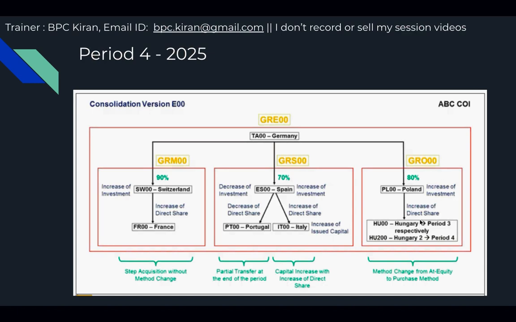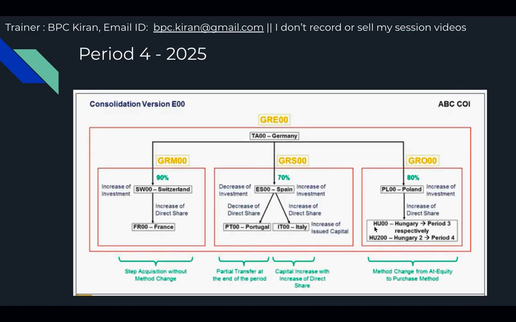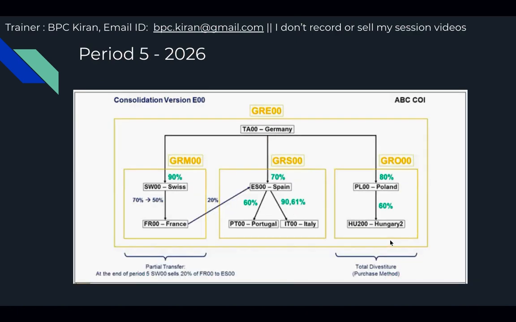And they said, in period 3 you have Hungary with 30% equity method. So what SAP says is, you just use total divestitures for this particular equity method, Hungary 1, and you create a new consolidation unit Hungary 2 and use the purchase method for that. So that we are going to discuss. And period 5, when you are moving to period 5, yeah.